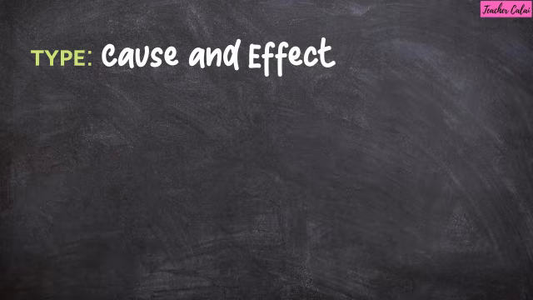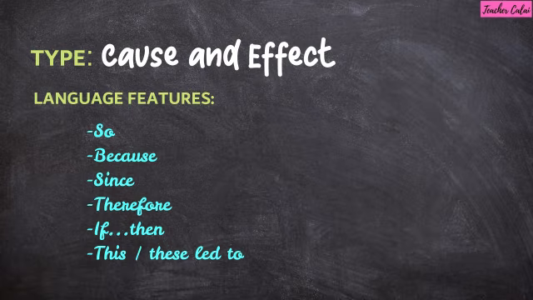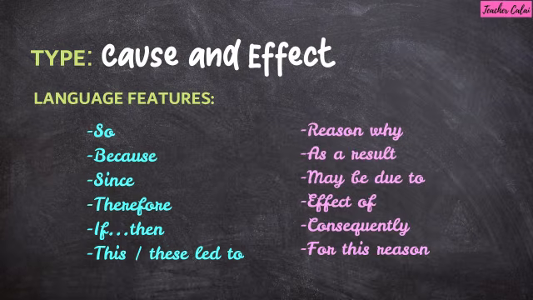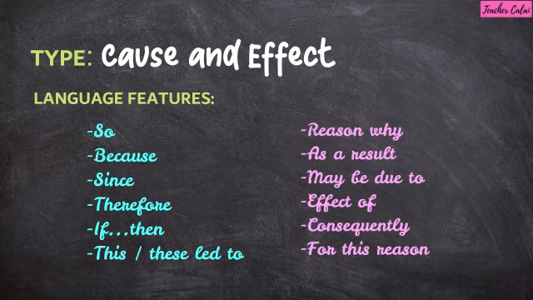After knowing the key structures, now let us see the signal words or language features that are usually used in this type. We have so, because, since, therefore, if and then, this or these led to, reason why, as a result, may be due to, effect of, consequently, and for this reason.